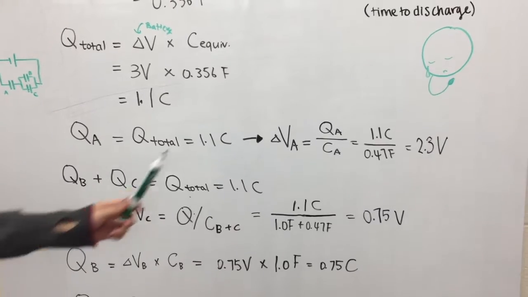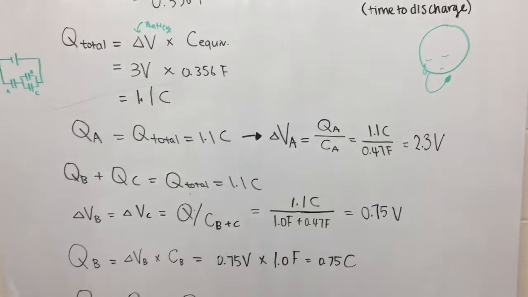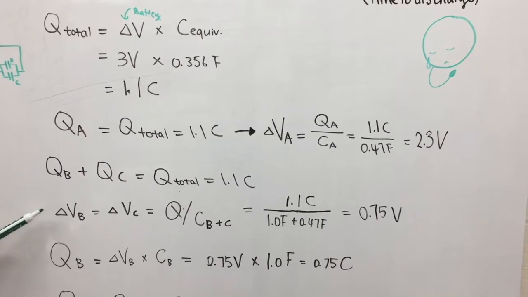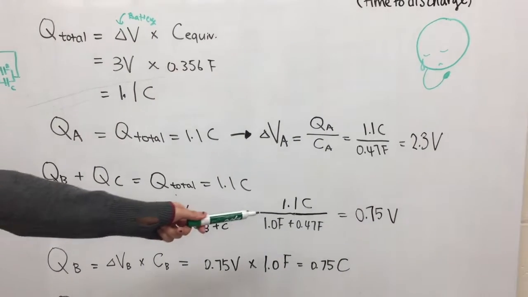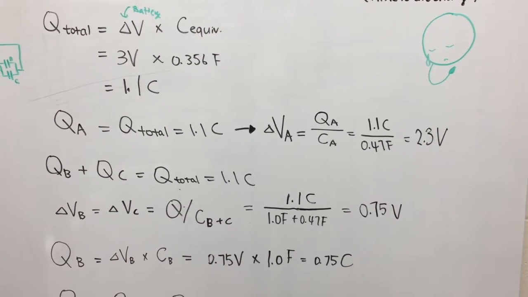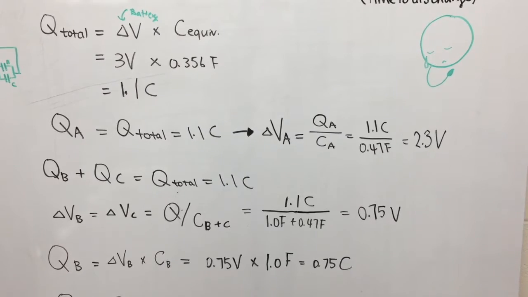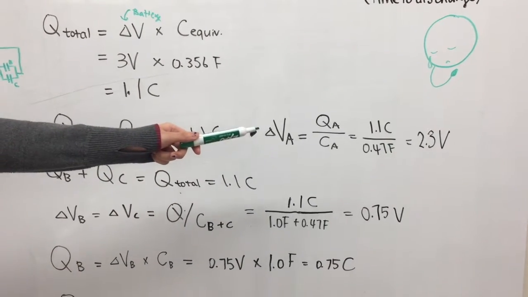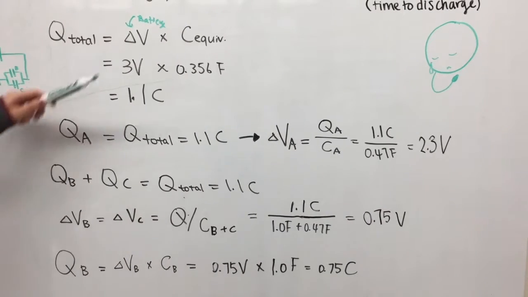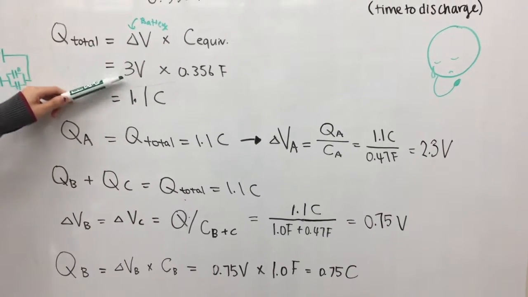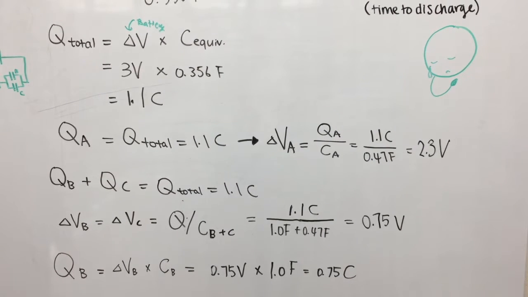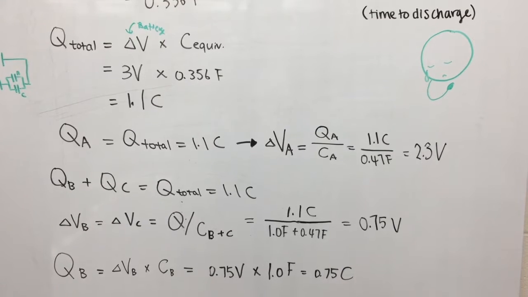The voltage across A should be 2.3 volts. And we've also calculated that the voltage across B or that across C should be 0.75 volts. So our calculation does make sense because the potential difference across A and the potential difference across B or C do add up to a total of 3 volts, which is the voltage generated by the battery. So we are really puzzled why our calculation does not match with the results that we observe from the circuit.